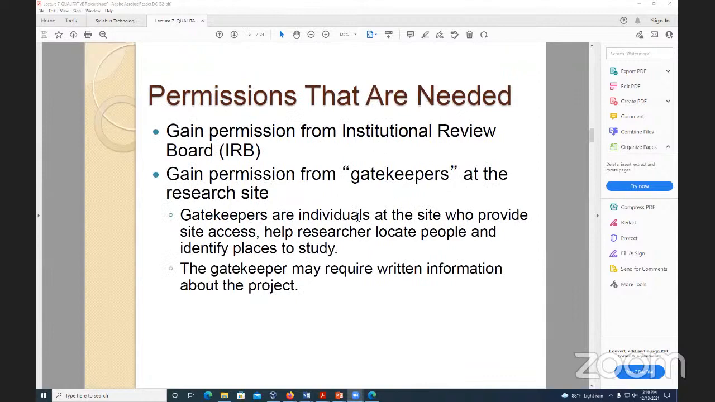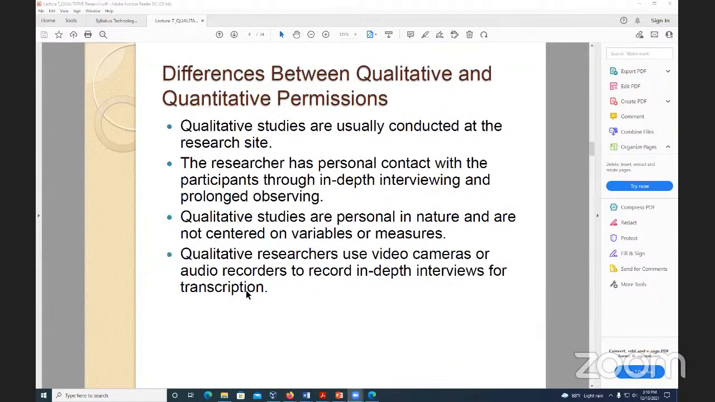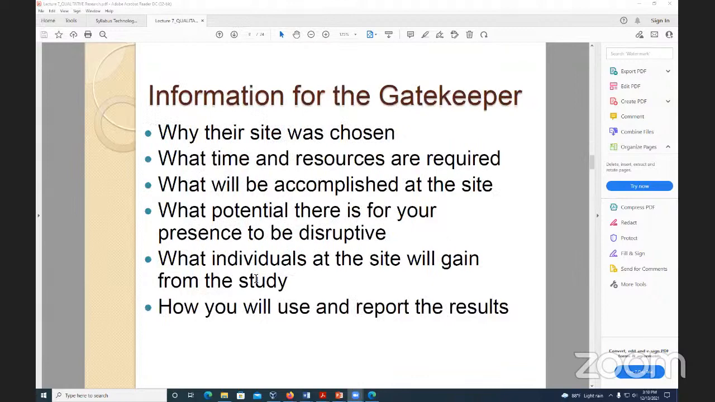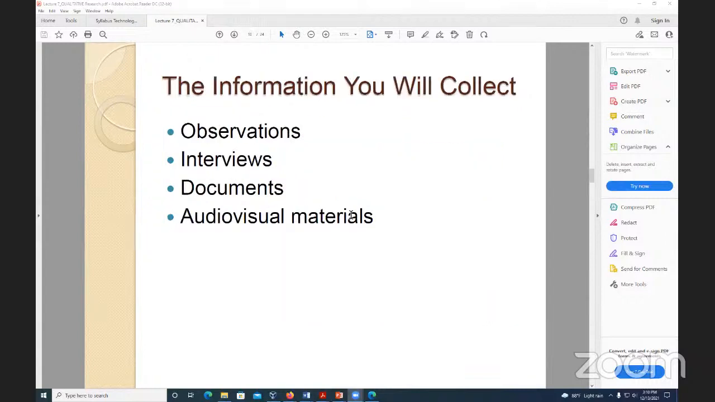You always need to get ethical approval. You also need approval from the people who run the place, if it's at a particular location as well. There is a whole heap of differences in the permissions, which you can read at your own time. In qualitative projects, the gatekeeper, which could be anyone from a dean to a manager, is much more important than in a quantitative project.